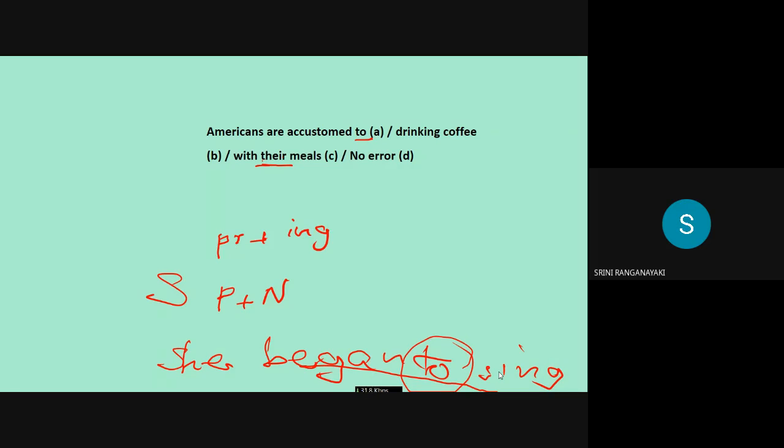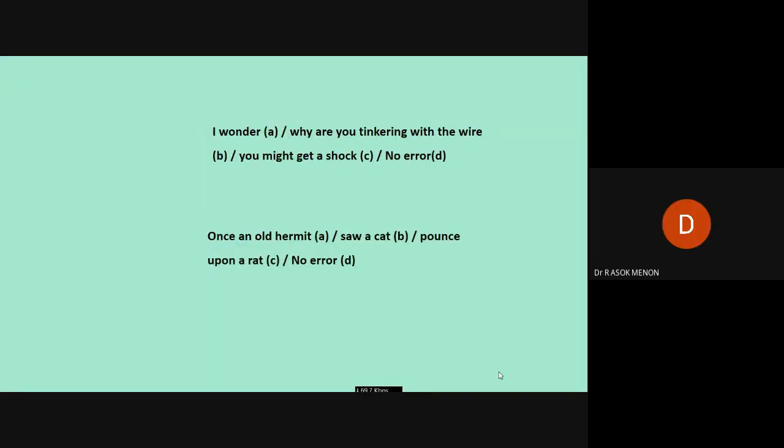Now, I wonder, why are you tinkering with the wire? You might get a shock. See, this is a very good, interesting, intriguing question. Please give me the answer. Is there any error with "I wonder"? No. Why are you tinkering with the wire? That means to play with wire. You might get a shock. Do you have the answer?